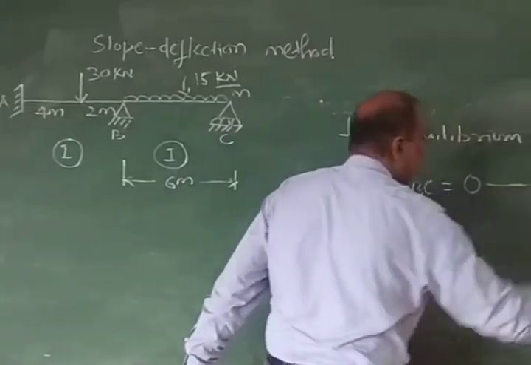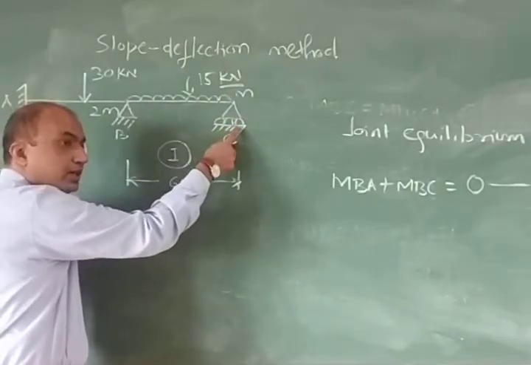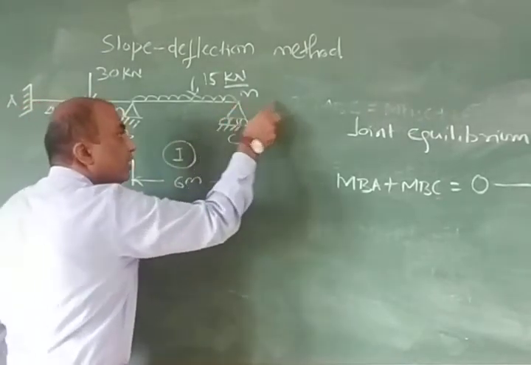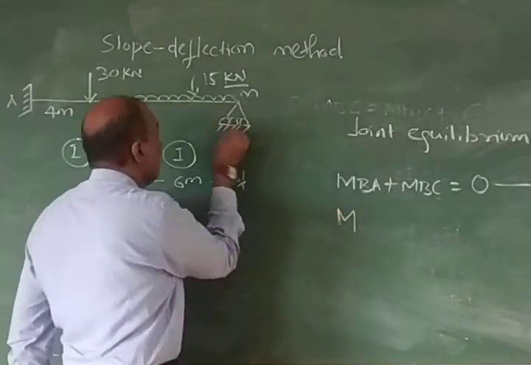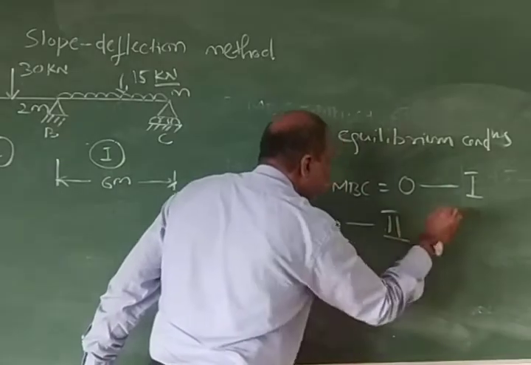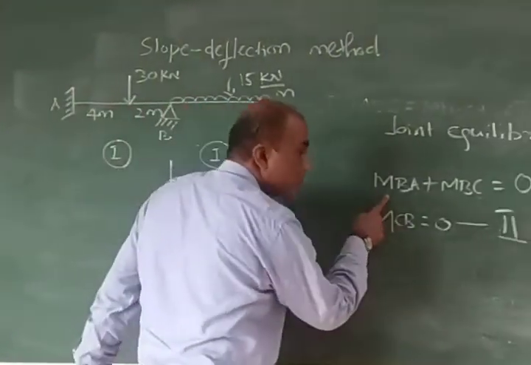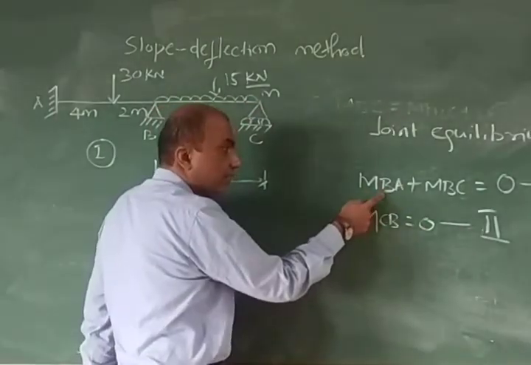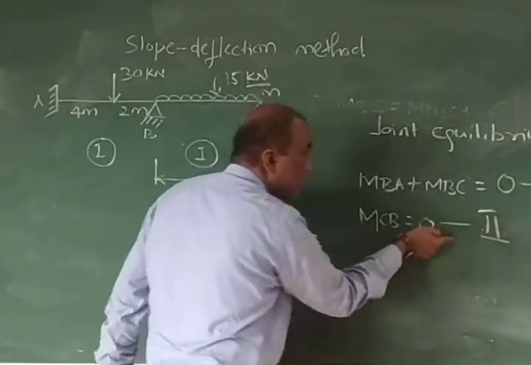Call this equation 1. Second equation, if you look at C, it is a roller hinge stand, so there is no moment here. Because it is a roller and a hinge stand, and there is no continuation of the member. So moment at C equal to 0, or nothing but MCB equal to 0. This is the second equation. So these two equations you have to solve. MBA plus MBC equal to 0. You have already found out the value of MBA. MBC you know. MCB also you know.